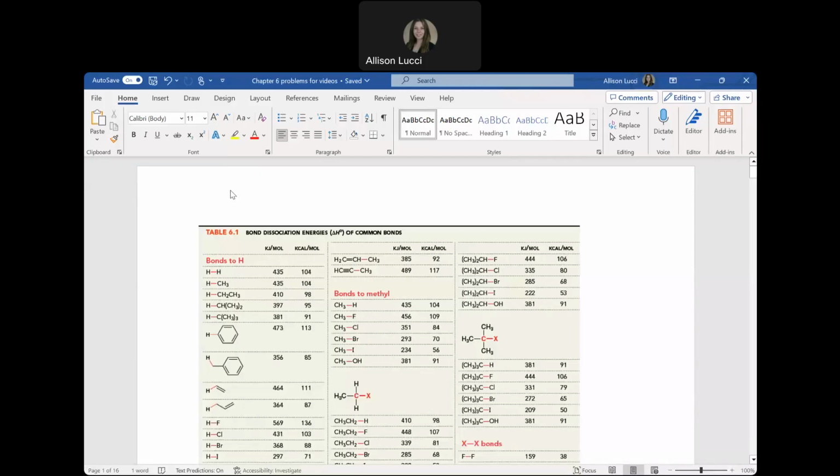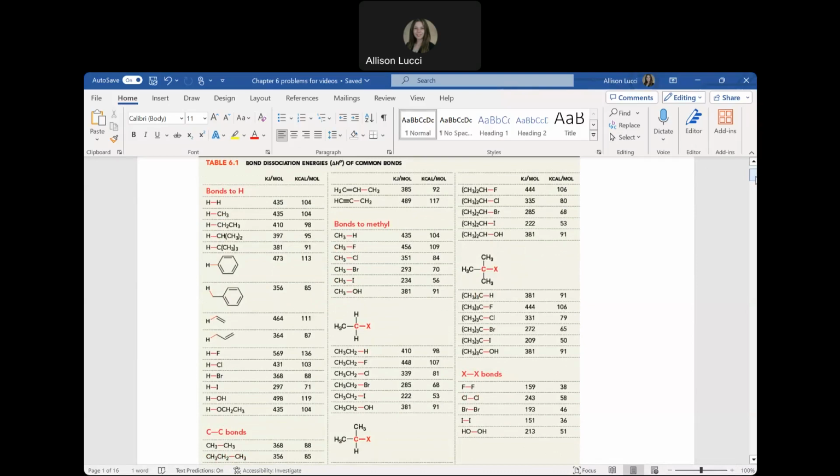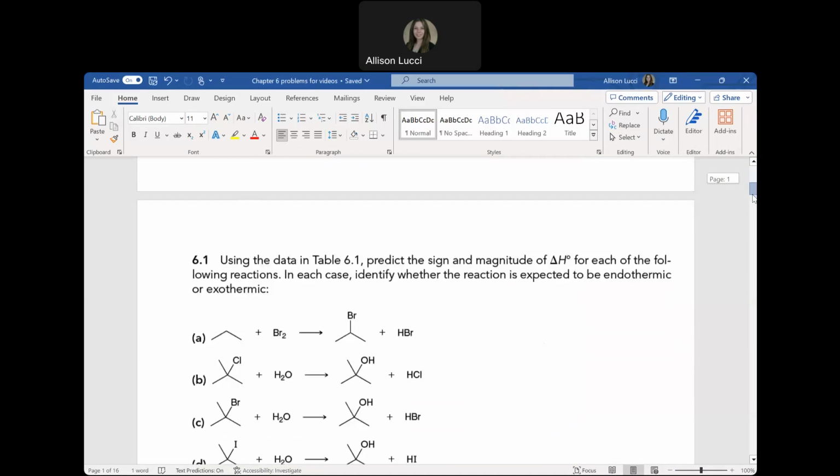So in this lecture, I will walk through the problems that were assigned from chapter 6. There were 18 problems in total that were given throughout the chapter's material. And hopefully this table here, 6.1, looks familiar. We're going to reference this regarding which bonds we will be breaking and which bonds will be forming in some of these problems. So we'll come back to this table as needed.